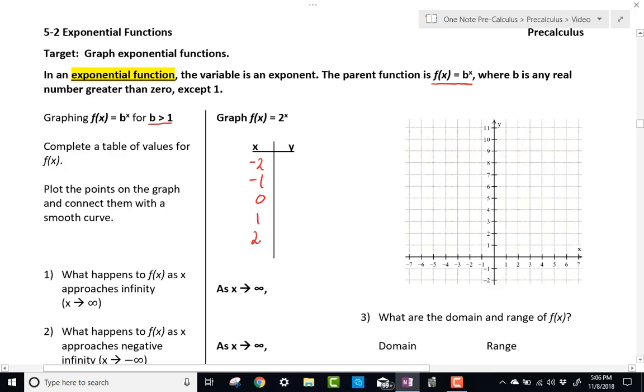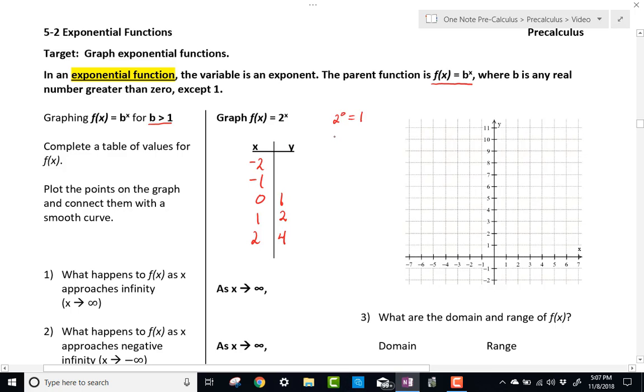Now I'm going to start at the bottom of the t-table because I think this is easier for most people to see. So if I plug in 2, I get 2 to the second power, which is 4. If I plug in 1, I get 2 to the first power, which is 2. If I plug in 0, I get 2 to the 0 power. Okay, so think about that. 2 to the 0 power equals 1.